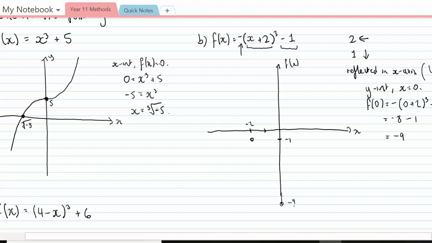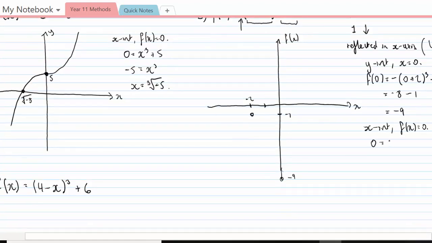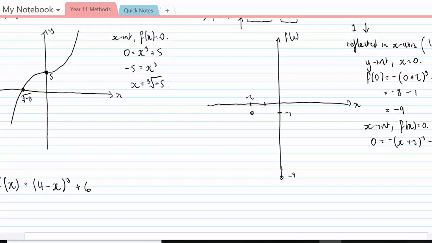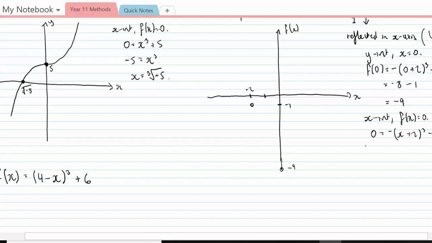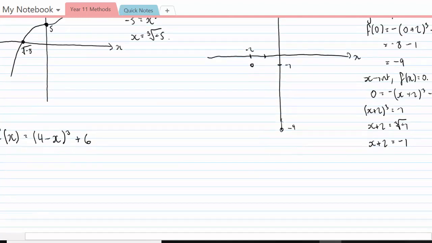And if I want to calculate the x-intercept, we make f of x equals 0. So 0 equals -(x plus 2) cubed minus 1. What I'm going to do is add (x plus 2) cubed to both sides. Then I'll take the cube root of both sides. Now the cube root of -1 is just -1, because -1 times -1 times -1 equals -1. And then I need to take away 2 to get x equals -3.